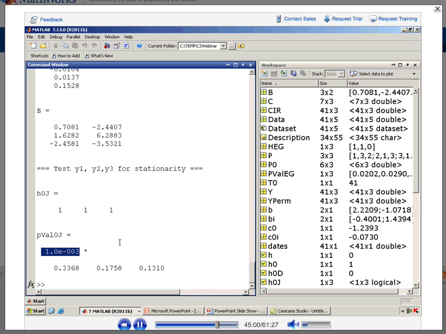I hope that gives you a little taste of some of the new things we have for doing cointegration analysis in Econometrics Toolbox, and I hope that you'll go and have a look for yourself.